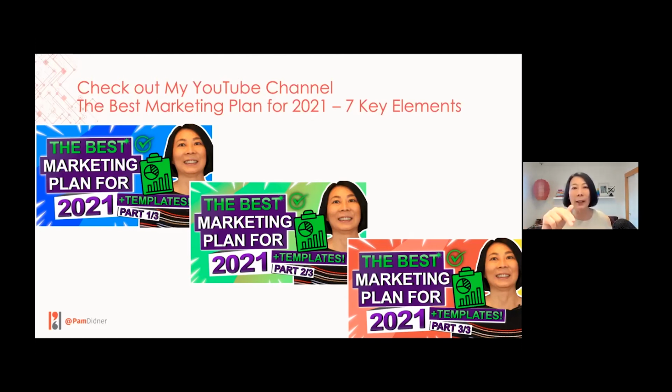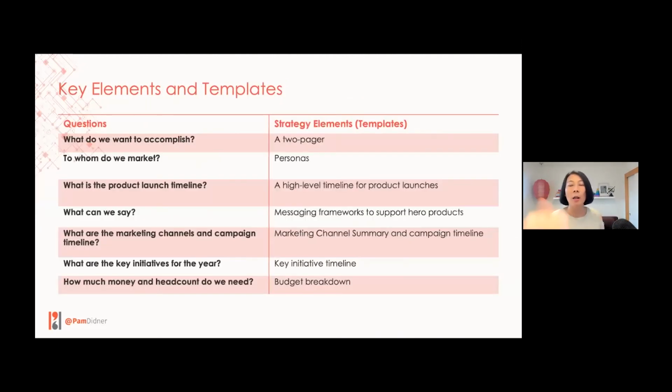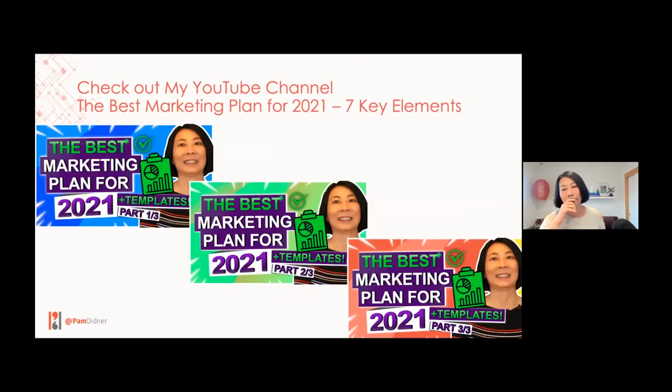So if you are interested, check out the 7 key elements I talked about just now: the 2-pager, persona, high-level timeline for product launches, messaging framework, marketing channels, key initiative, and the budget breakdown. Those are the 7 key elements. You can check out the videos, right?